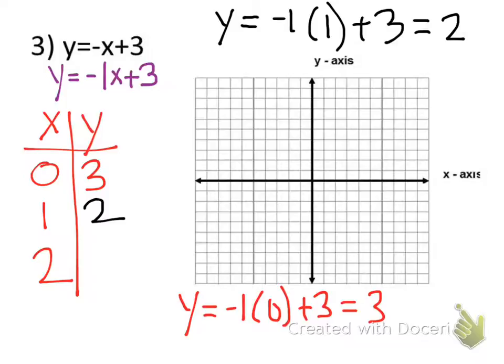Now I need to know what happens when I plug a 2 in. What's negative 1 times 2? And what's negative 2 plus 3? 1.